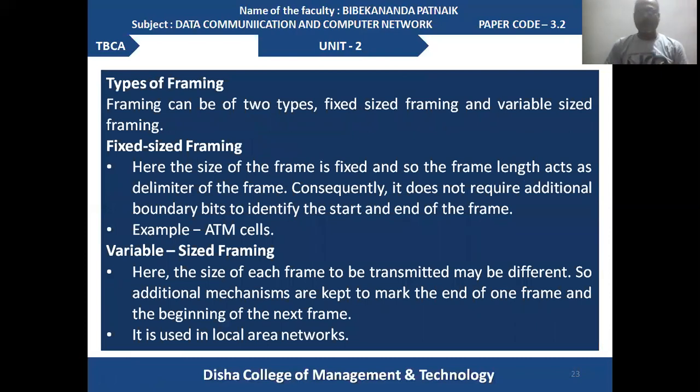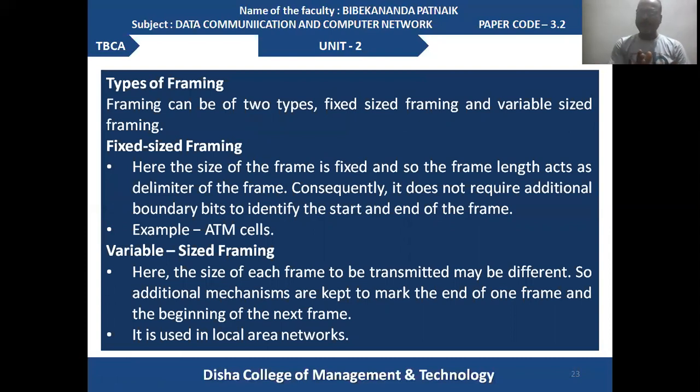So next is the types of framing. As I said earlier, there are two types of framing: one is called fixed size and the other is called variable size. So framing can be of two types. First of all, the fixed size frames. Here the size of the frame is fixed, meaning every individual frame has equal length, and so the frame length acts as a delimiter of the frame.